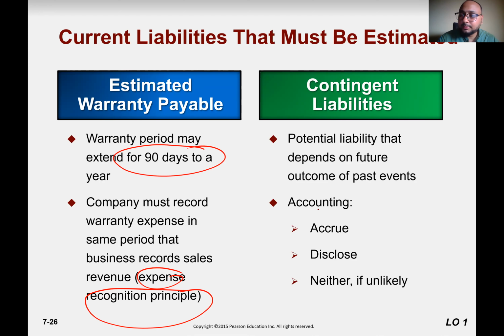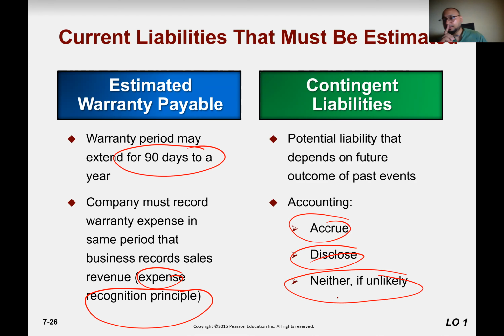So how is the accounting? Accrue, disclose, neither, if unlikely. If the chances are that it will occur, if more probability is that the liability occurred, it means you will pay, then you will record it. If the chances are 50-50, you disclose it. You don't write it on your balance sheet. You just disclose it in the notes that this may occur. We have a lawsuit against our competitor, and it may result in liability or may not. That's it. If the chances are unlikely, you ignore that one.